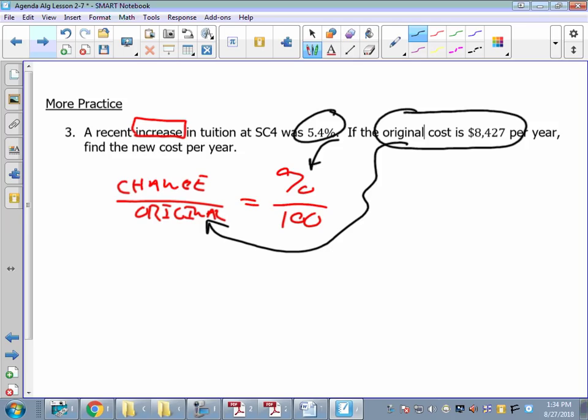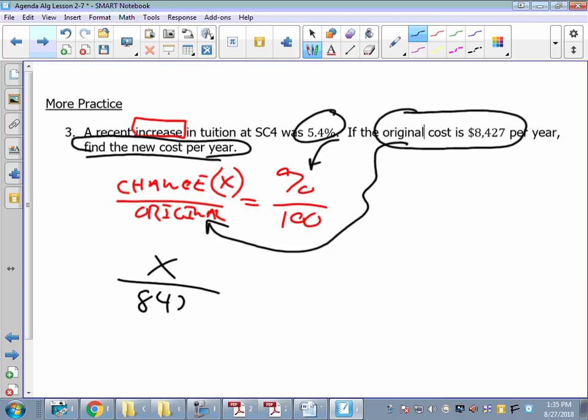Okay? From there, we've got 3 of the 4 numbers. All we're looking for is the change, the increase. It says find the new cost per year. So the new cost here would be the change, what happened? We don't know, so that's going to be our x. So let's put x over our original, which we know now is 84.27, equals the percent we saw, 5.4 over 100.